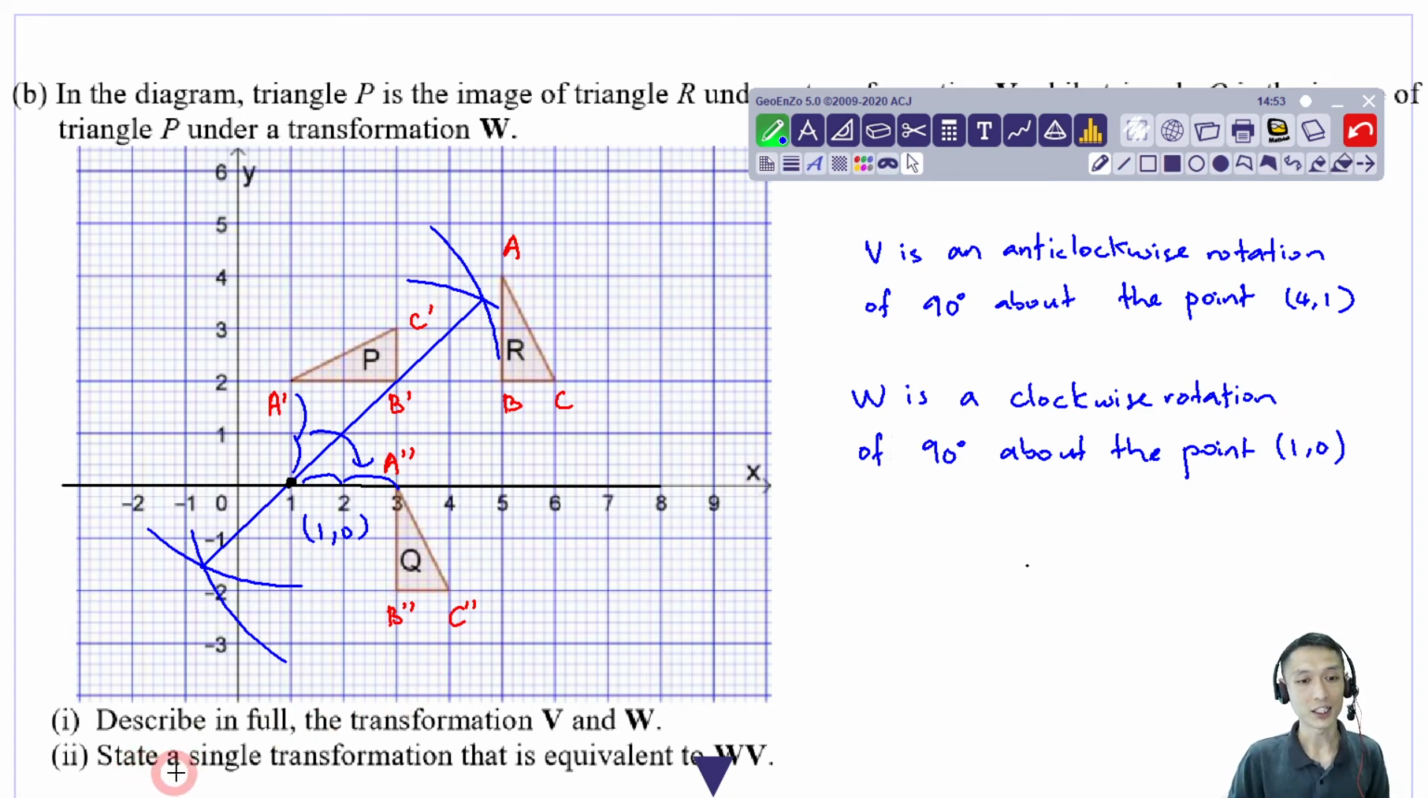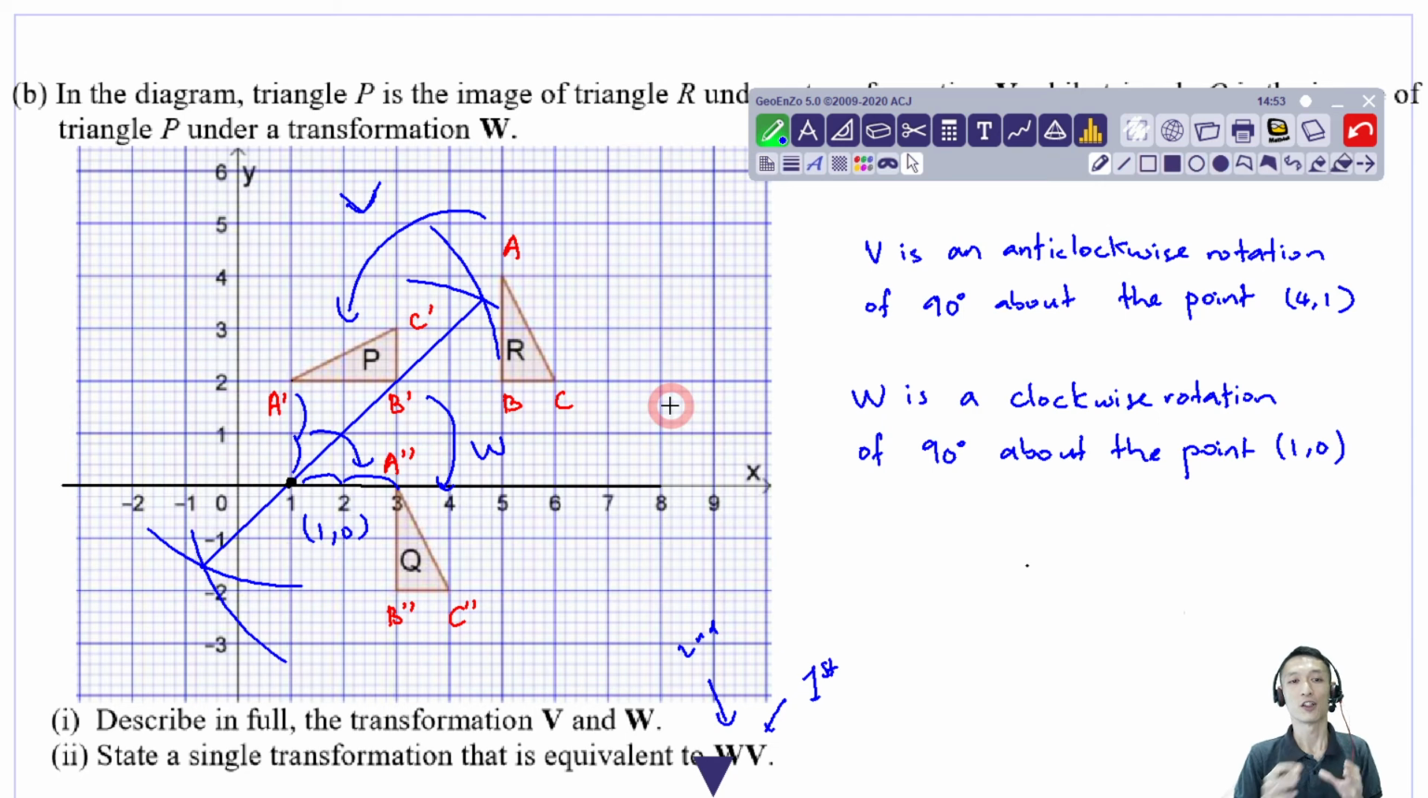Next, state a single transformation that is equivalent to WV. Be careful, the first one is V, and the second transformation is W. We are going to determine a single transformation which will produce the same image of R, which is over here, Q. So from here, directly go here. By observing these two shapes, we know that the single transformation equivalent to WV is actually a translation, right? From here, translated to here.